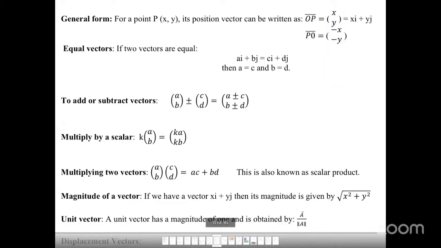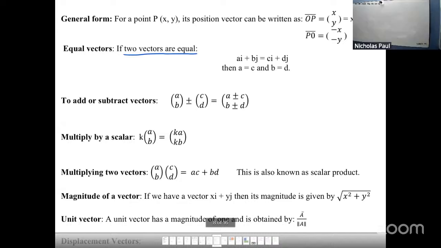If two vectors are equal, then what can we say? The coefficients of i are equal to the coefficients of i, and the coefficients of j are equal to the coefficients of j. So a equals c, b equals d.